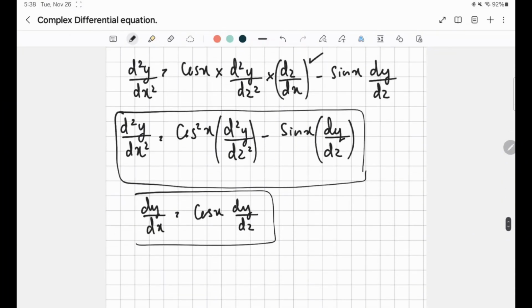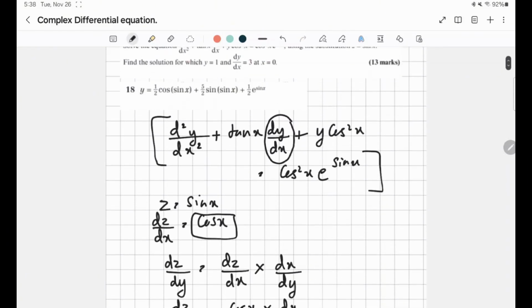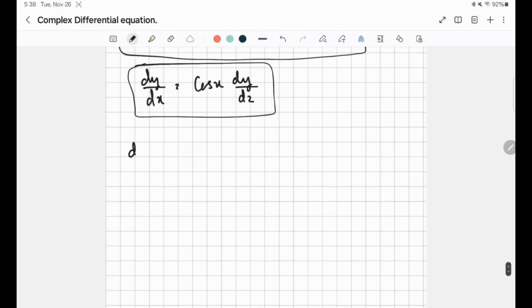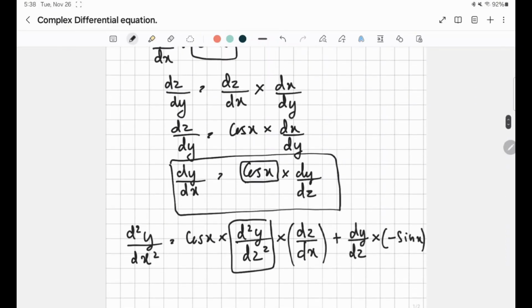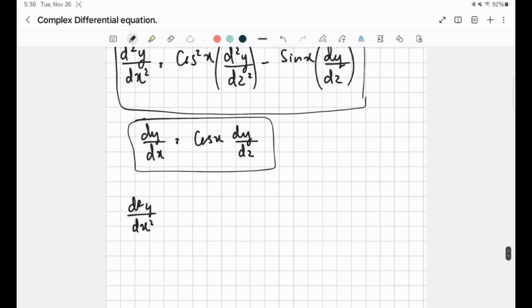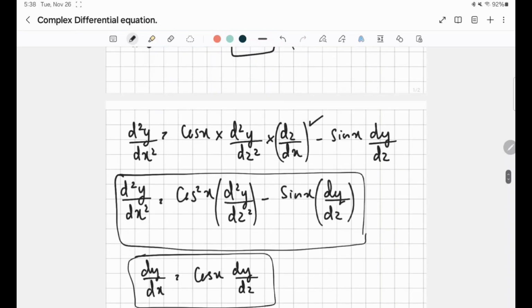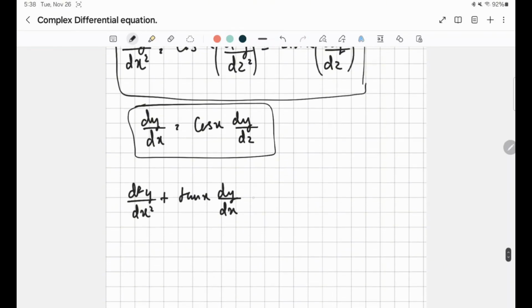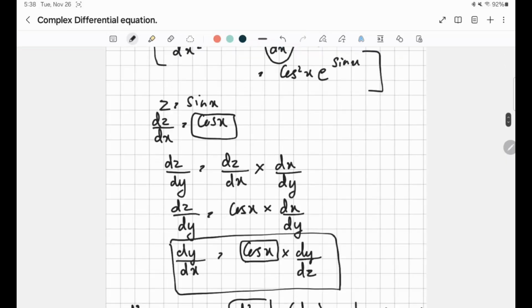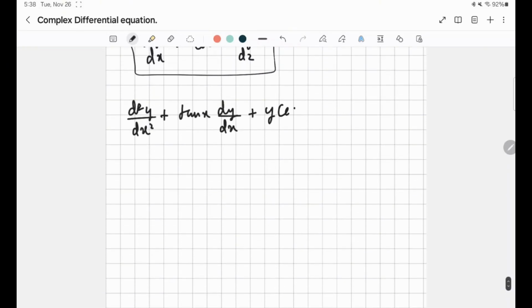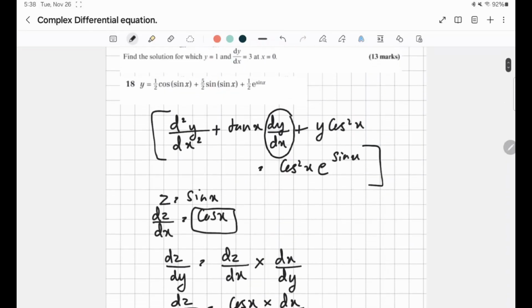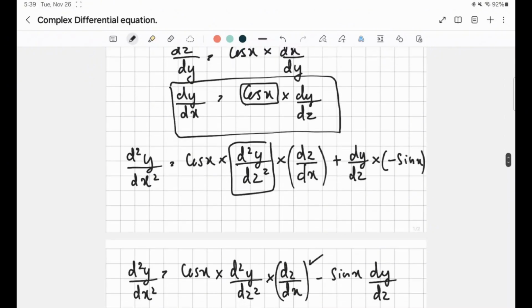You have to use these two. So I'm going to write the whole question again. We have the second derivative plus tan x times the first derivative plus y cos squared x equals cos squared x e to the power sin x.